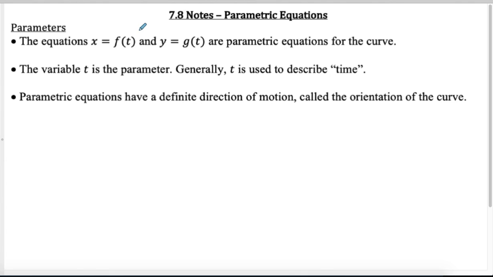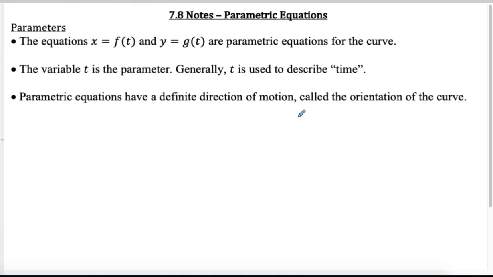Now t we call the parameter, but t usually stands for time. We're usually describing the x direction and the y direction of something in terms of time. That's usually what parametric equations are used to describe. And we also can describe a direction of motion when we're talking about parametric equations. This is called the orientation of the curve. So let's just start by graphing a few of these.